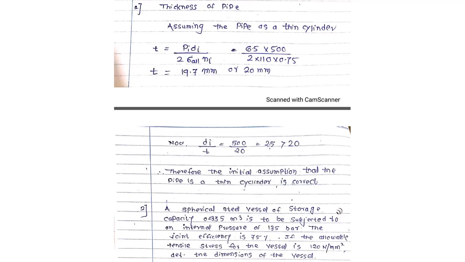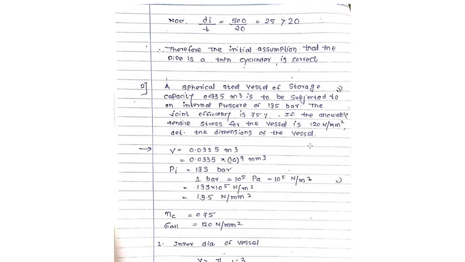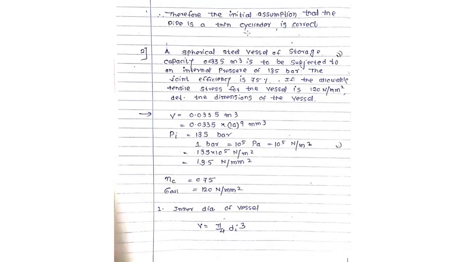If this condition is satisfied, it means the cylinder that we have assumed is correct. So here we are getting the value 25, which is greater than 20. So it means the initial assumption that the pipe is a thin cylinder is correct. Okay, this is the numerical which is based on thin cylinder.